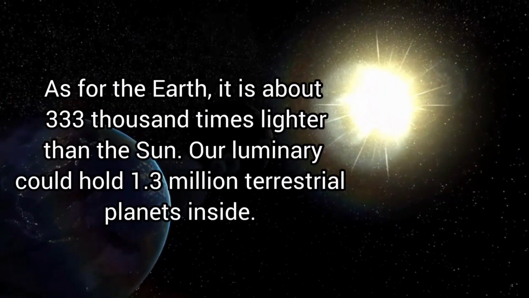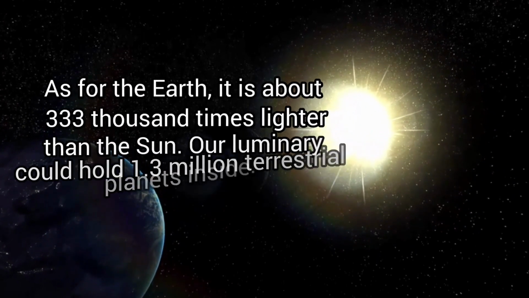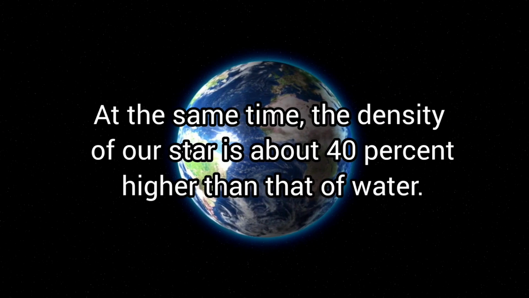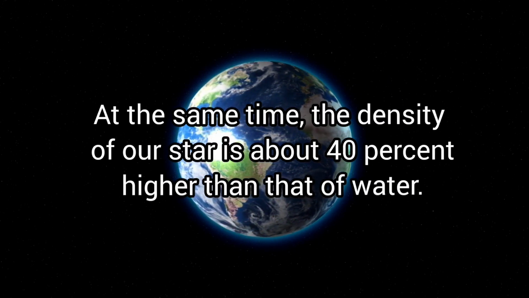As for the Earth, it is about 333,000 times lighter than the Sun. Our luminary could hold 1.3 million terrestrial planets inside. At the same time, the density of our star is about 40% higher than that of water.